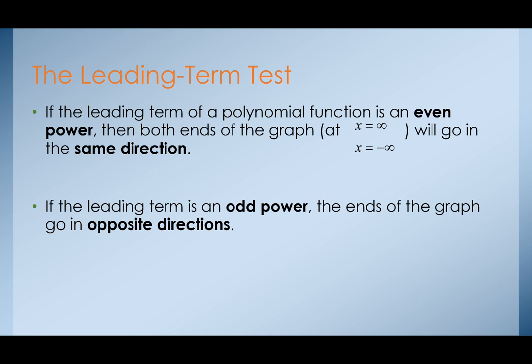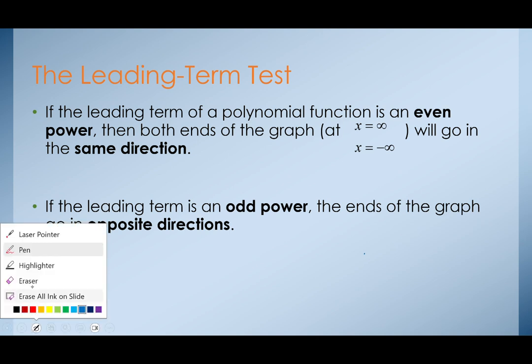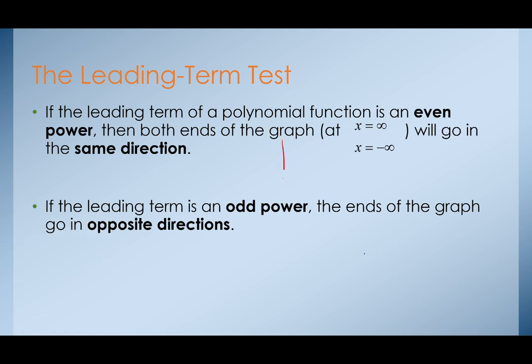If the leading term is an odd power, then the ends of the graph go in opposite directions. So pretty easy to remember here. What I remember for these is what x squared looks like, which looks like that. So this is y equals x squared. And if there's a negative out front, it's going to reflect down. Then I remember what y equals x cubed looks like, which is kind of an S shape. That way you can know your end behavior without even having to graph it.